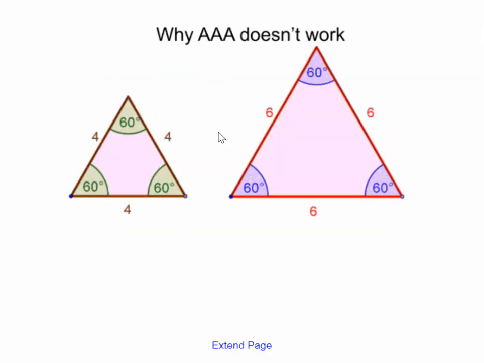Another one that doesn't work is angle-angle-angle. If all the angles are the same, I could have it increased by a scale factor. So these 2 triangles are similar, but not congruent. And similar triangles are something we're going to learn about later in the year, but not right now.